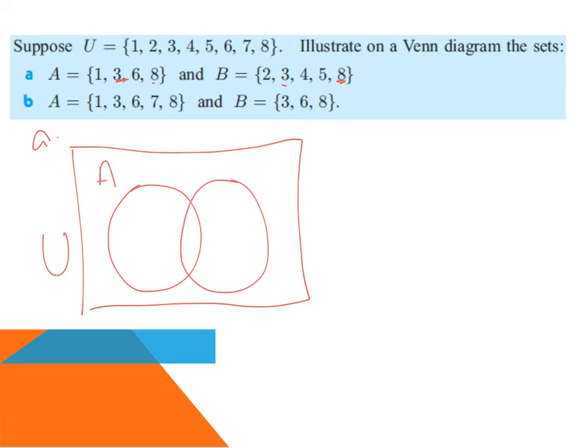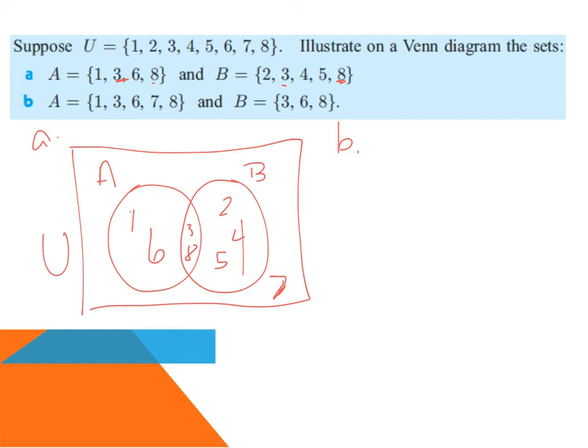Here's set A, here's set B. 3 goes in the intersection and 8 goes in the intersection. 1 goes in set A, 2 goes in set B, 4 goes in set B, 5 goes in set B, and 6 goes in set A. Now, notice what we're missing. We have 1, 2, 3, 4, 5, 6. We don't have a 7, and 7 is in neither of those sets, so it goes on the outside, just part of the universal set, but not part of either of our subsets.